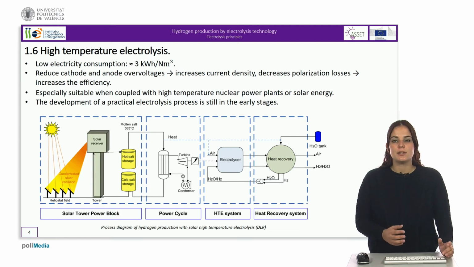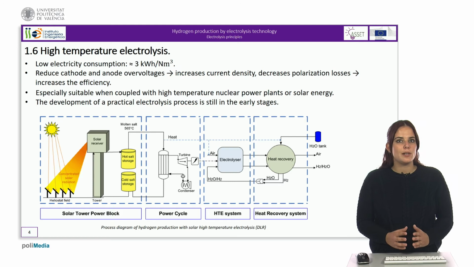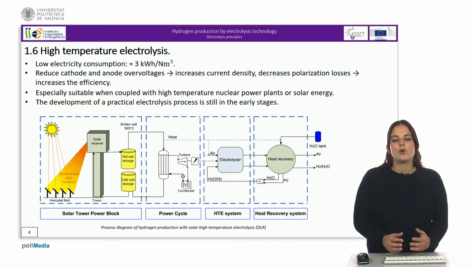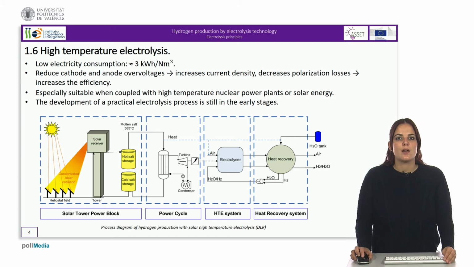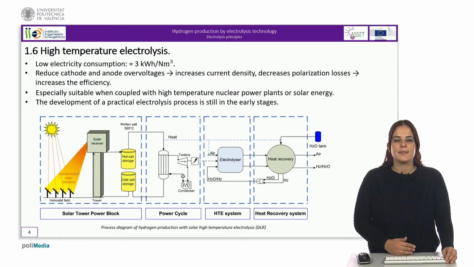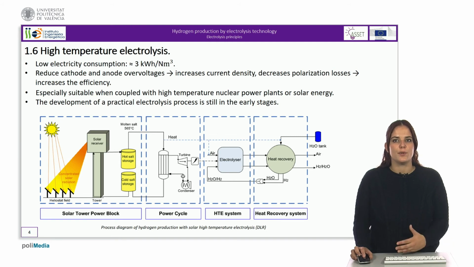High-temperature electrolysis presents several characteristics, including its very low electricity consumption. This can be achieved by using high temperatures supplied by high-temperature nuclear reactors or concentrated solar energy. Furthermore, it consumes about 3 kWh of electricity for every 1 normal cubic meter of hydrogen produced, the electricity demand at 1000 degrees Celsius being 30% lower than that required at room temperature. Therefore, the decrease in the required electrical energy results in greater efficiency in the conversion of thermal energy to hydrogen.